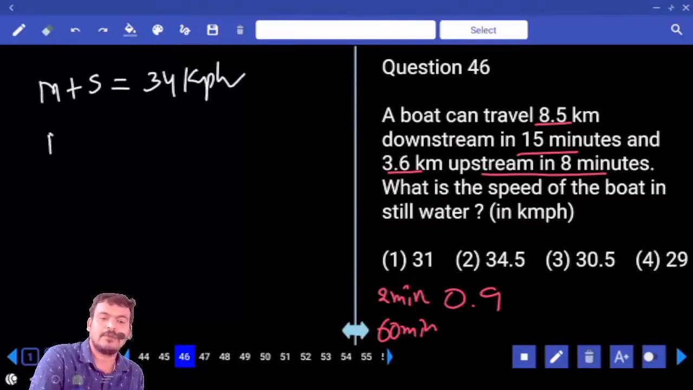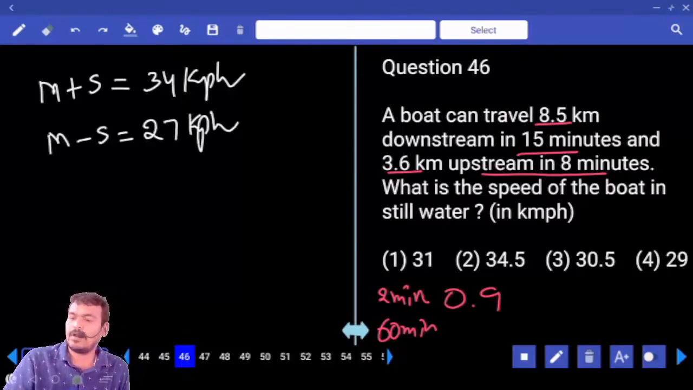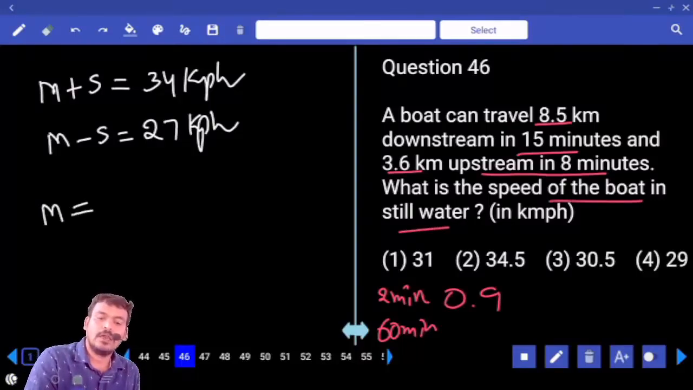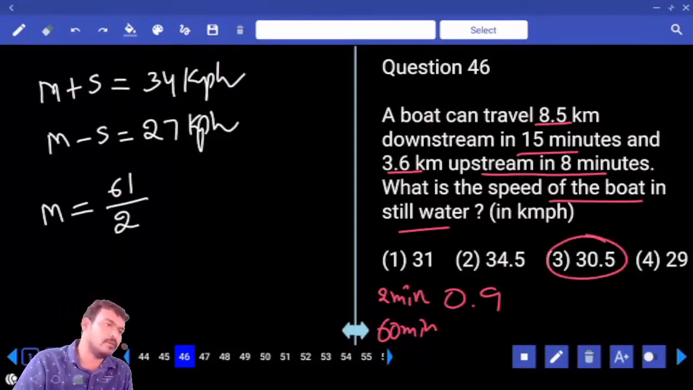That 27 is the upstream speed or downstream speed? Upstream speed. M minus S equal to how much? 27 kilometer per hour. We required which one? Speed of the boat. M value or S value? M value. Adding by 2 or subtracting by 2? Adding by 2. Both are adding. 61 by 2 means 30.5 or not? 30.5.